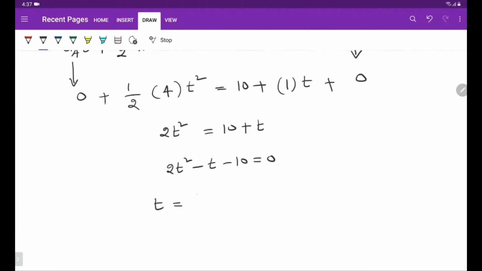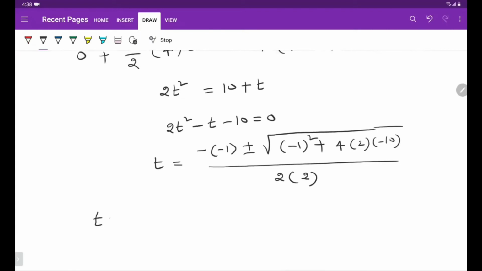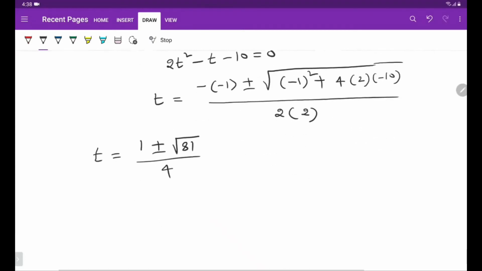t is equal to, so this is a quadratic equation, solve this equation. Minus b plus or minus under root of b square minus 4ac, by 2a. Using this formula, I get 1 plus or minus under root of 81 by 4. So we get 1 plus or minus 9 by 4.